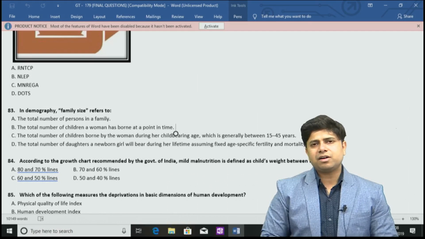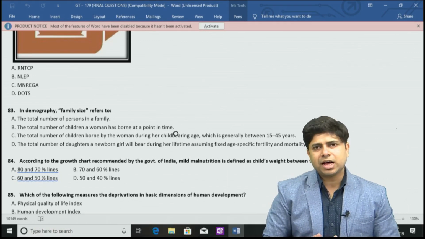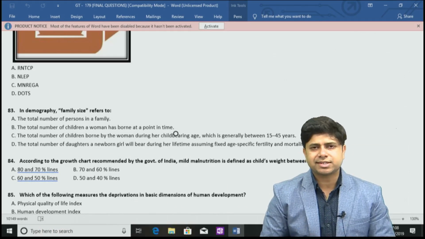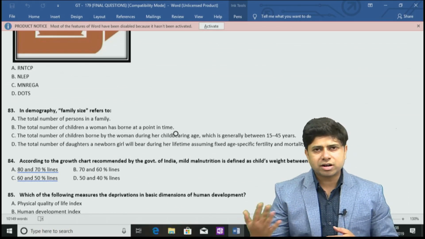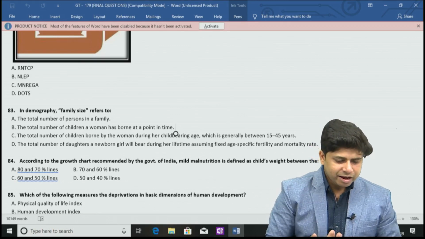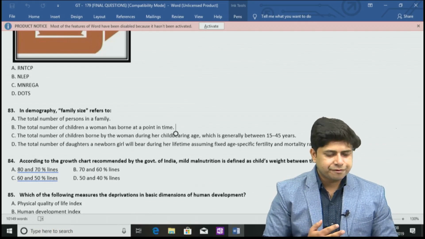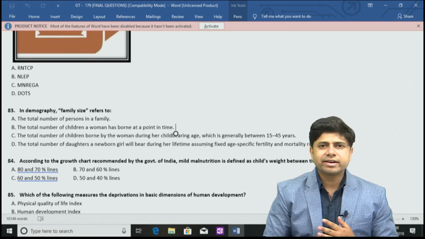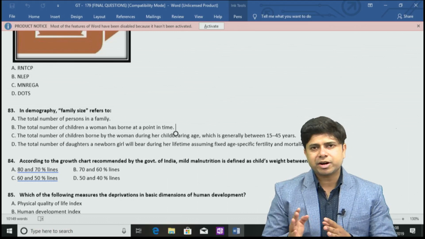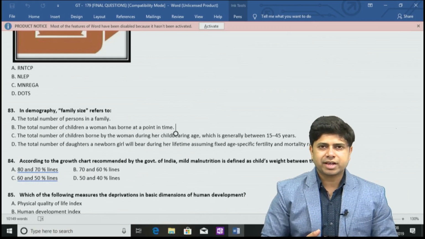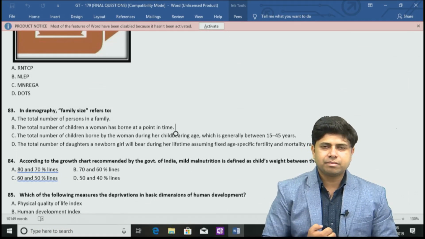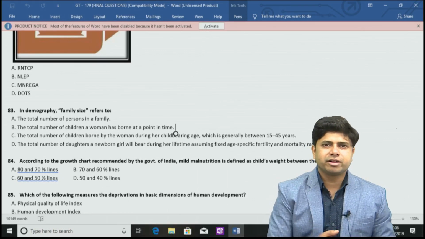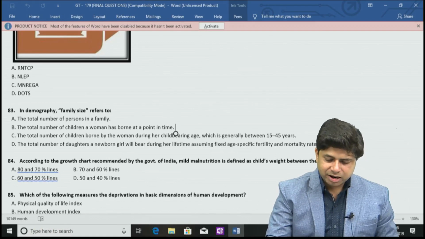Yes, this is something which should not confuse us. The net reproductive rate depends upon the female population of the society. That means the total number of daughters born to a woman during her lifetime, assuming fixed age-specific fertility and mortality rates, will reflect the net reproductive rate, because that depends on the female individuals of the society. So obviously that will be the daughters born to a particular woman. So that is NRR, net reproductive rate.